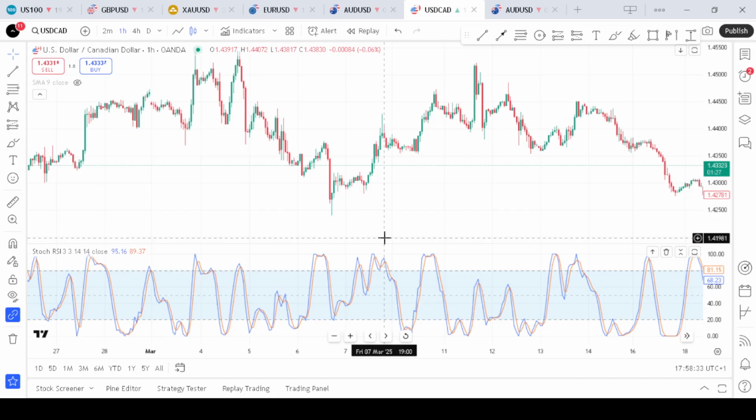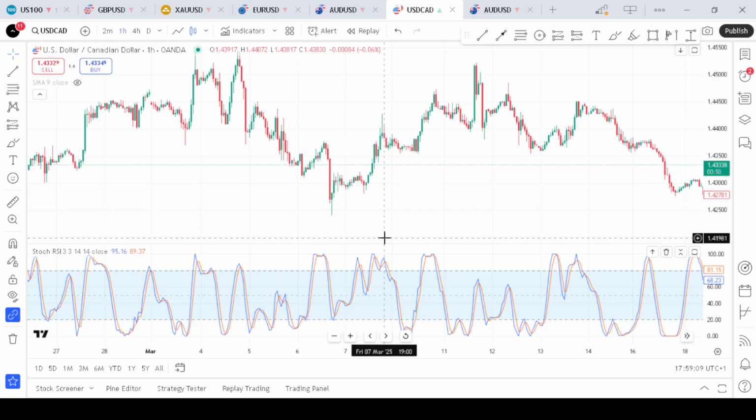We start by understanding what the stochastic RSI is. This is a powerful momentum indicator that combines two popular technical analysis tools: the relative strength index and the stochastic oscillator. This hybrid indicator applies the formula of the stochastic oscillator to the RSI values instead of price data, resulting in a more sensitive and responsive tool for traders.